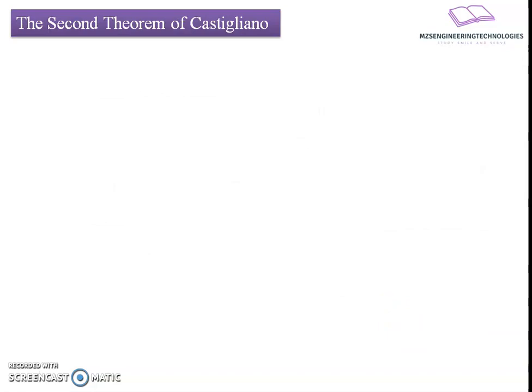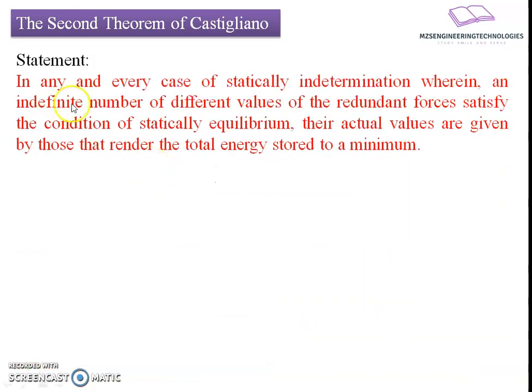So we will use Castigliano's second theorem to analyze an indeterminate structure, which states that in any and every case of static indetermination, wherein an indefinite number of different values of the redundant forces satisfy the condition of static equilibrium, their actual values are given by those that render the total energy stored a minimum. Means what he wants to say is, the unknown forces which we want to find out, we can find with the help of minimizing the energy stored by the body under the action of that redundant force.